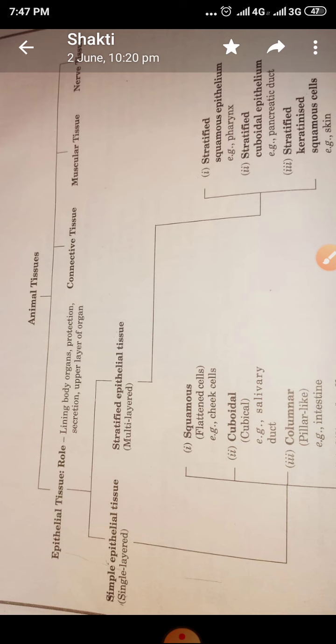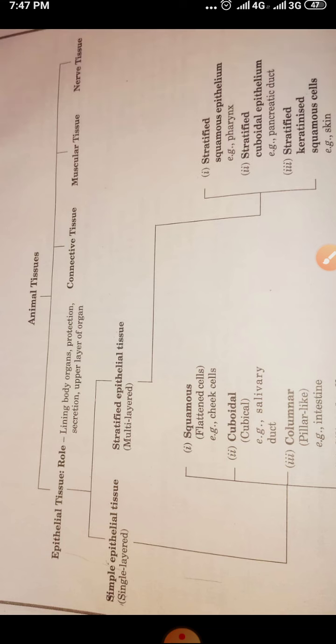Okay. Then stratified epithelium tissue is found on the skin. Our skin is made up of stratified epithelium tissue, and our buccal cavity also has stratified epithelium tissue because the tissues are damaged regularly in that location.